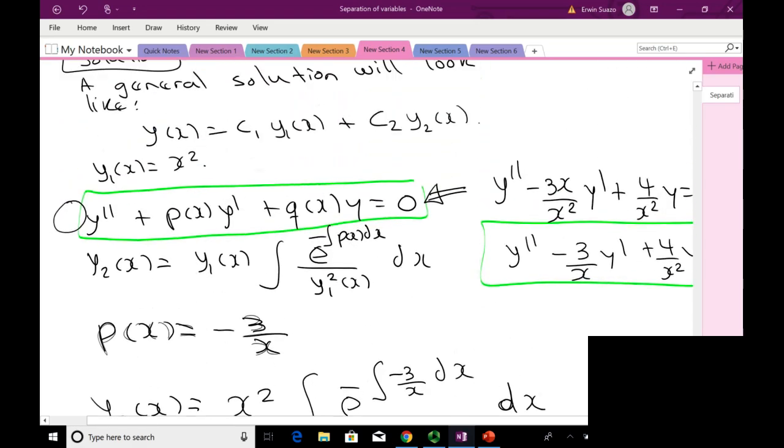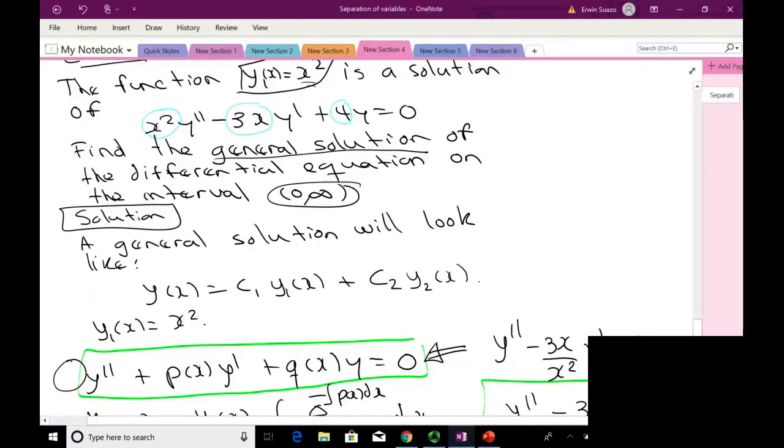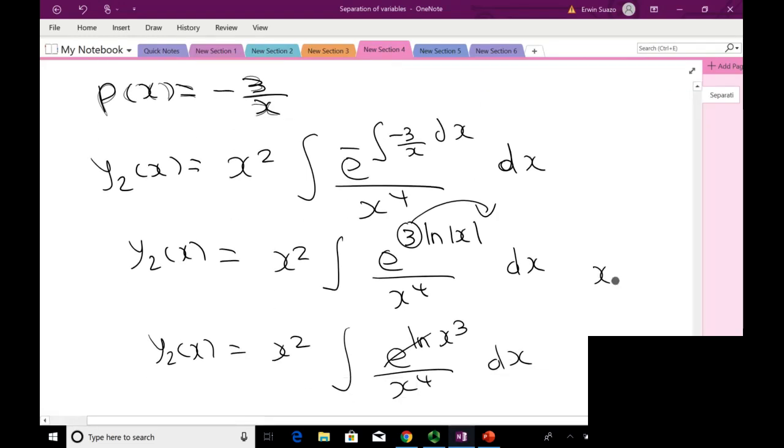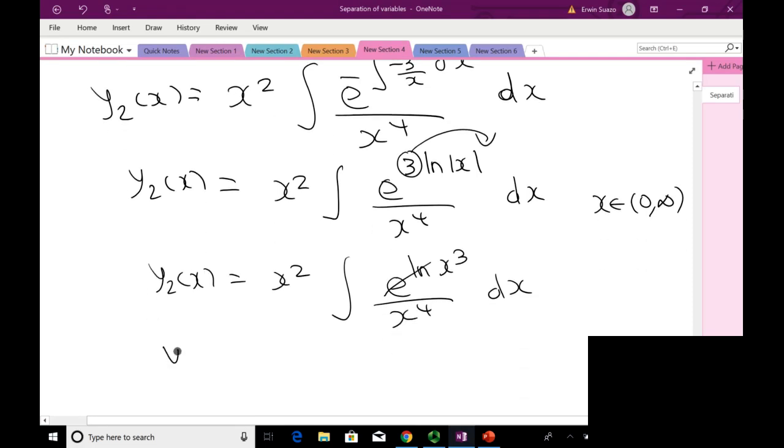In this case, x is between 0 and infinity. I'm supposed to have an absolute value, but since x is between 0 and infinity, the absolute value is not needed. Otherwise, I would have to leave it there, which makes the problem harder. So because x belongs to 0 to infinity, I forget about the absolute value. I can put the 3 up and then this cancels. So I get y2 of x equals x squared times the integral of x cubed over x to the 4 dx.